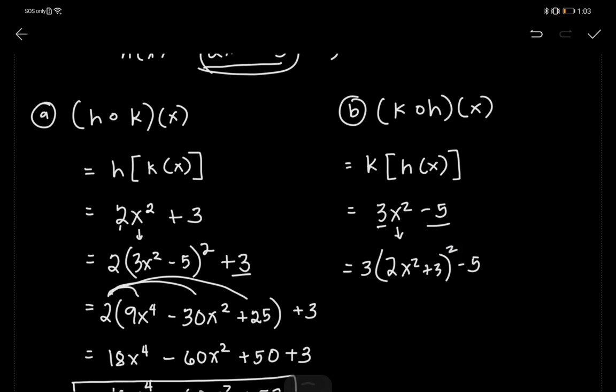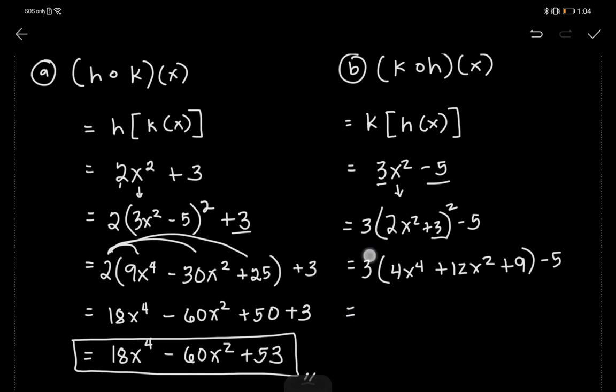We have here the square also. Then operate the exponent first. Bring down the 3. Then square the first term, so this is 4x to the 4th power. Then multiply these two terms, then times 2 again. 2x squared times 3 is 6x squared, times 2 is positive 12x squared. Then square the last term, which is positive 9. Then minus 5.